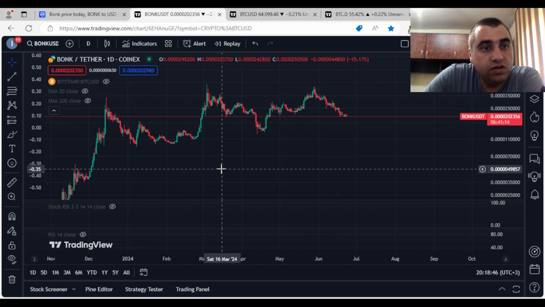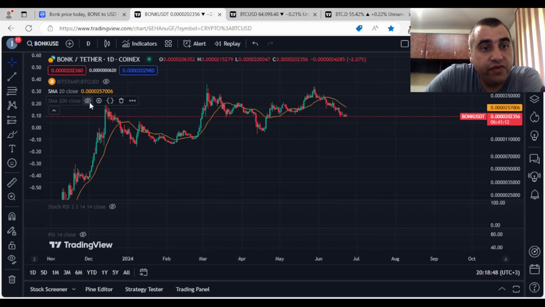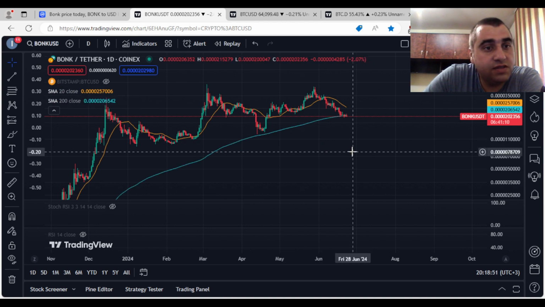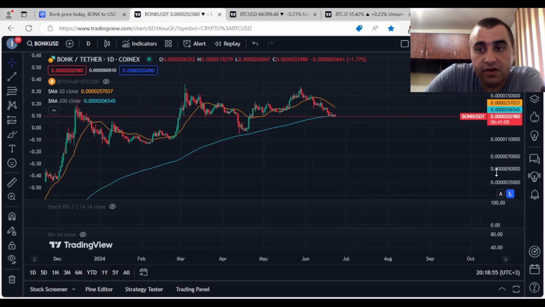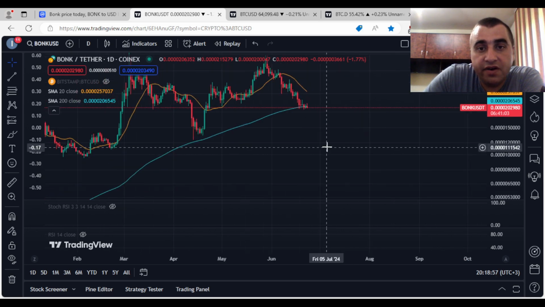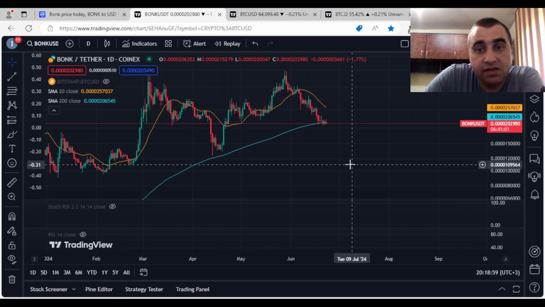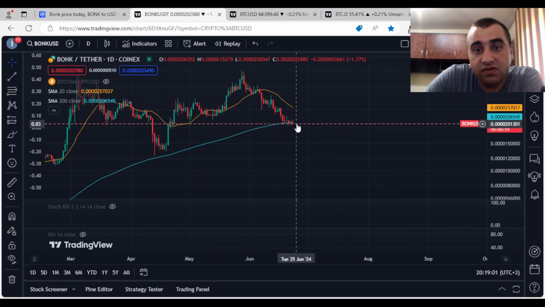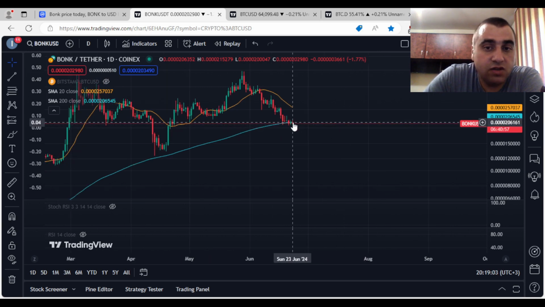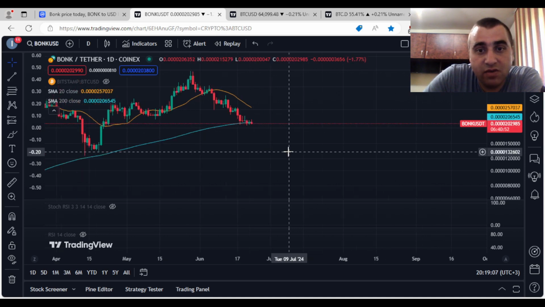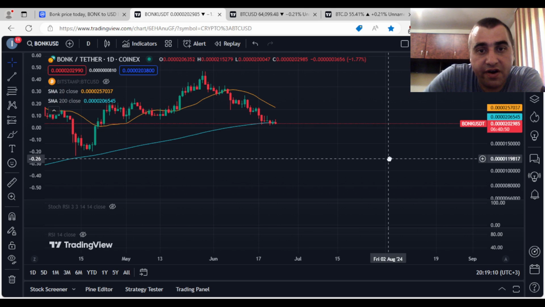And let's look at the 20 and 200 daily simple moving averages. Right now the candles are below the 20 daily SMA, and as you can see very clearly here, the price is testing the 200 daily simple moving average. They are at about the same level, not quite, but the price is slowly going below the 200 daily simple moving average. You can see very clearly here.